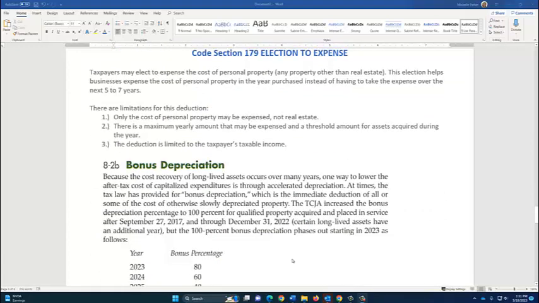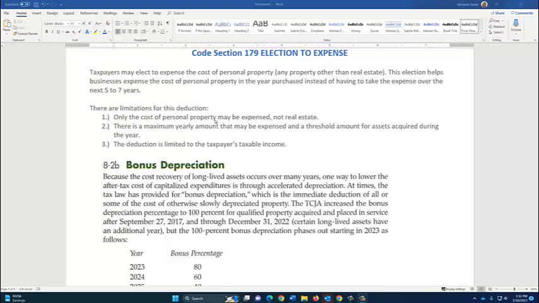Now, before we go on any further, let's talk about the Code Section 179 election to expense. So the IRS put this in place so that businesses could quickly expense the purchase of their expensive assets instead of depreciating them and taking the expense over the next 5 to 7 years. There were limits placed on this deduction, though. You can only take the deduction for personal property. You could not take any Section 179 expense for real estate.